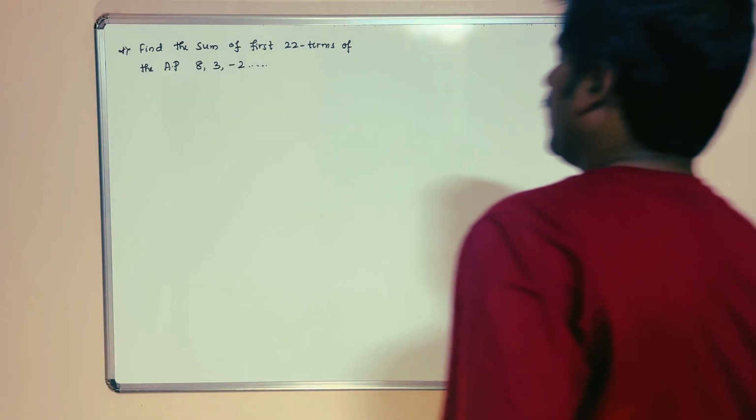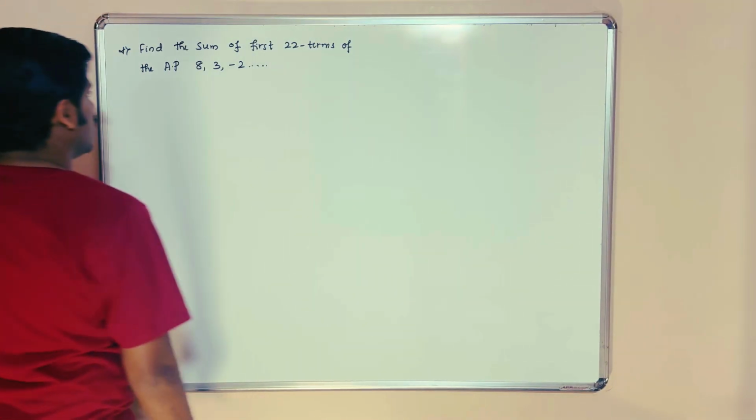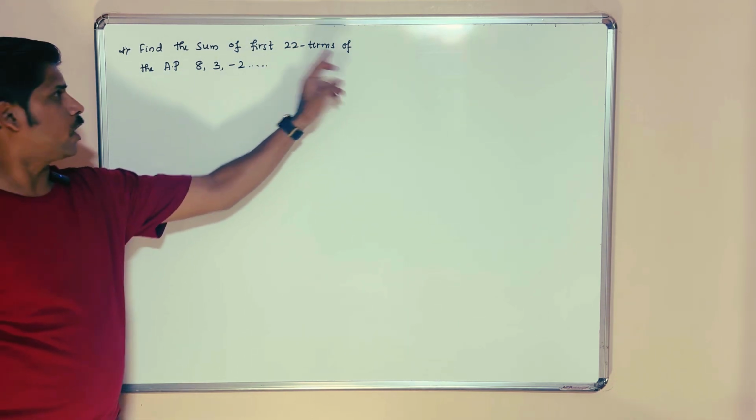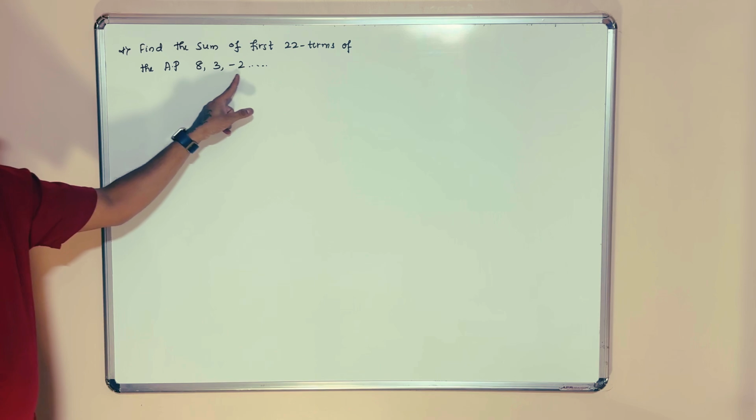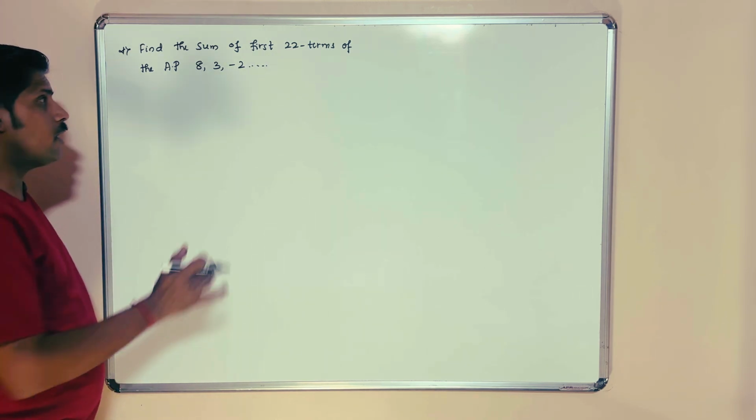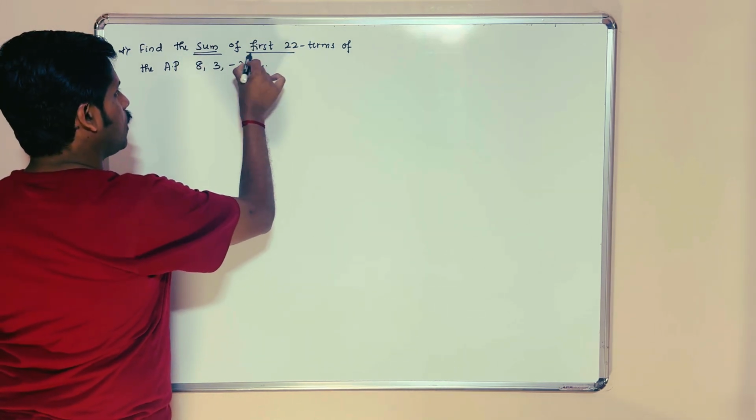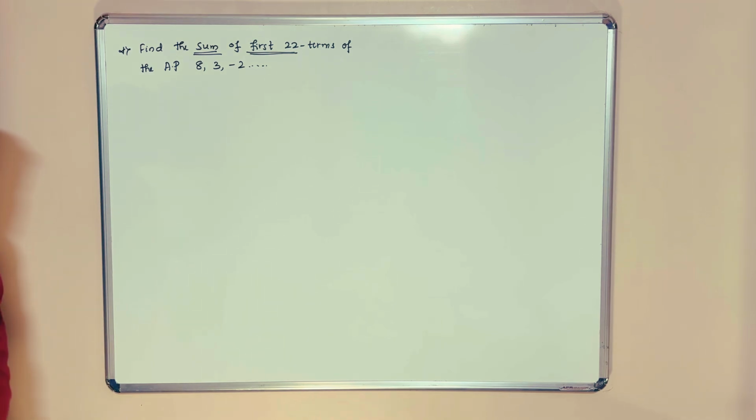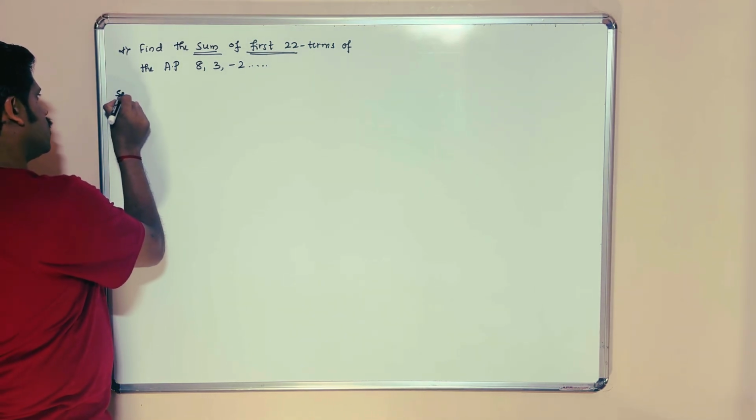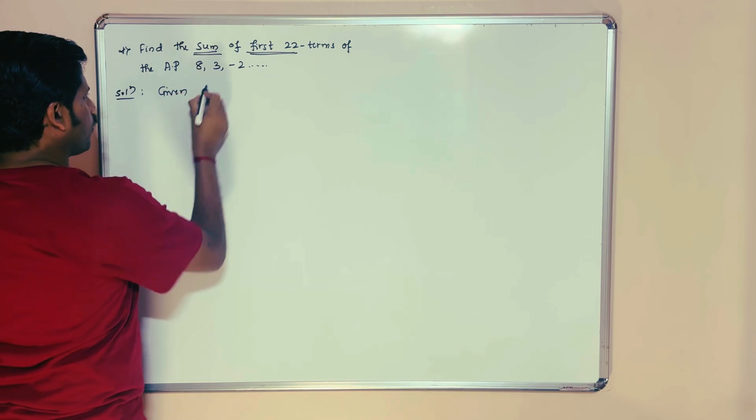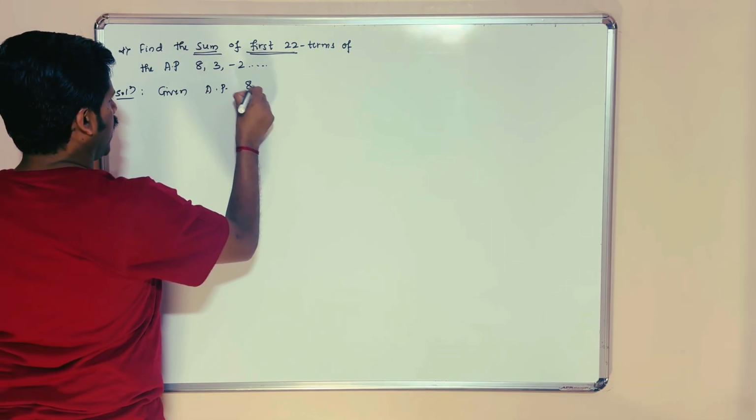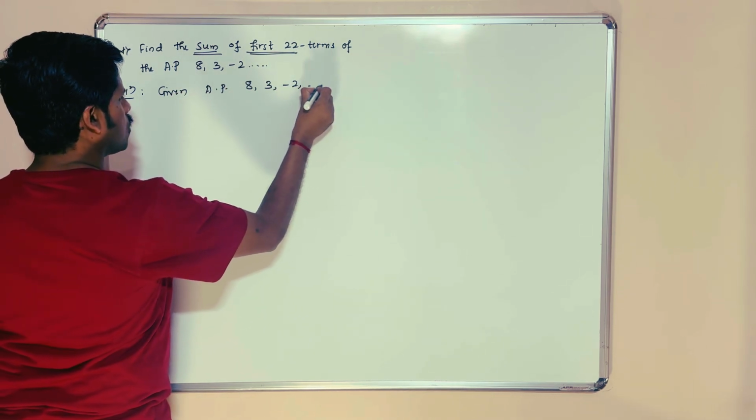So next problem. Find the sum of the first 22 terms of the AP 8, 3, minus 2 and so on. Here we have to find the sum of the first 22 terms. Right? So, solution. The given AP is 8, 3, minus 2 and so on.